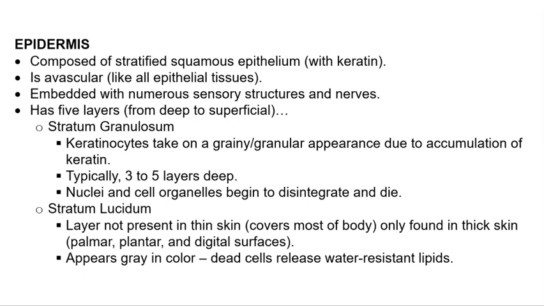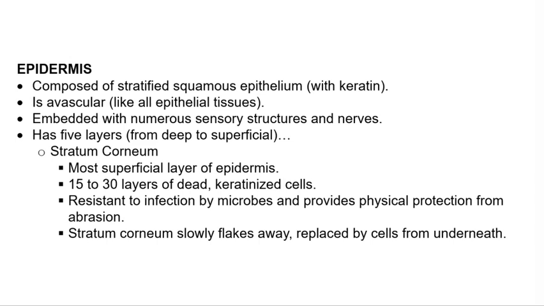This is because the cells here are dead and release water-resistant lipids, and these lipids make it difficult for the cells to take up any dyes or stains, and it appears as a gray mass under the microscope. The final stratum is the stratum corneum. It is the most superficial stratum of the epidermis, and typically it is about 15 to 30 layers of dead keratinized cells. Because it is dead tissue, it is highly resistant to infection by microorganisms and also provides physical protection from both abrasion and damage.